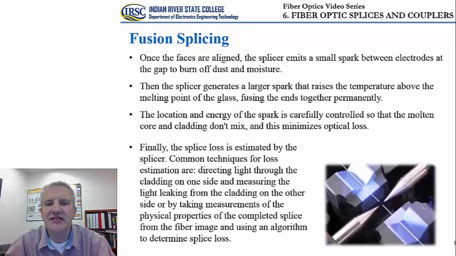And finally, the splice loss is estimated by the splicer. You will see it on the screen. Common techniques for loss estimation are, for example, directing the light through the cladding on one side and measuring the light leaking from the cladding on the other side, or taking measurements of the physical properties of the completed splice from the fiber image and using certain algorithms to determine the splice loss. So all this is performed after the splice is done, and usually you'll see the results on a small visual screen that's part of your fusion splicer.